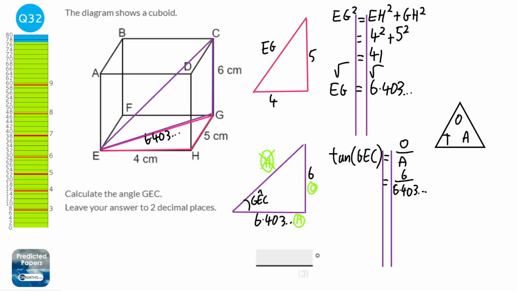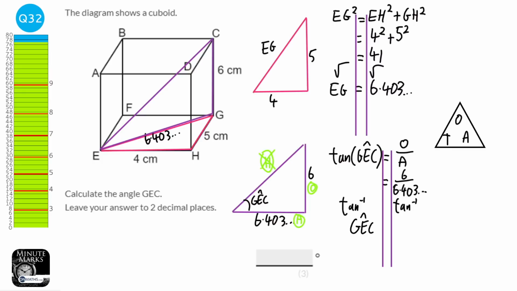You can actually round it to 6.403. Just try and round it to a sensible degree of accuracy, say 3 or 4 decimal places, and that's fine. If you round it to, say, 6, then it's going to have a big influence on the answer. I'm going to inverse tan both sides to get rid of that tan, and so that would just leave angle GEC.